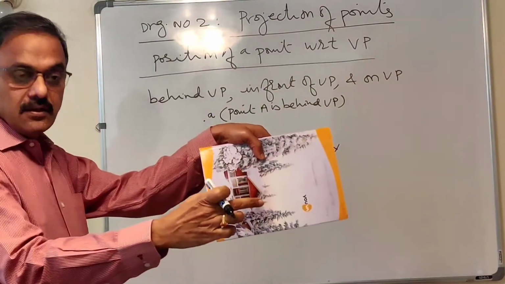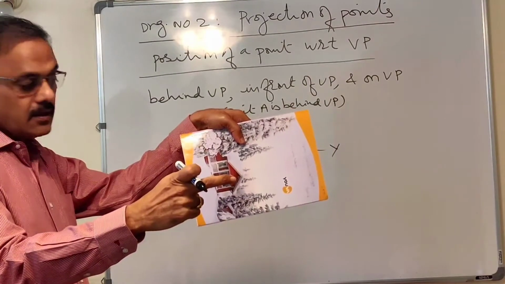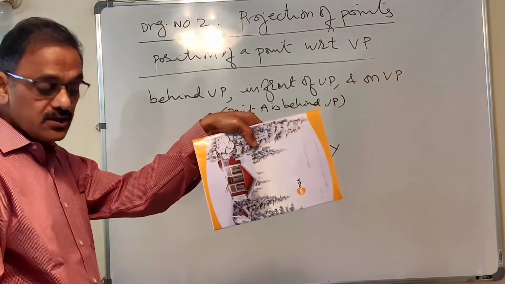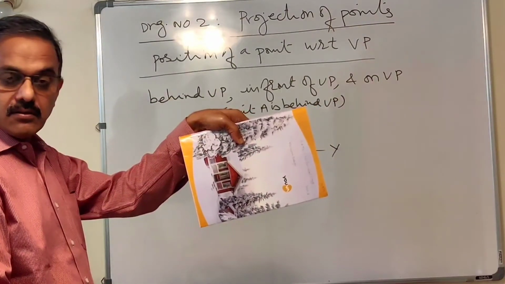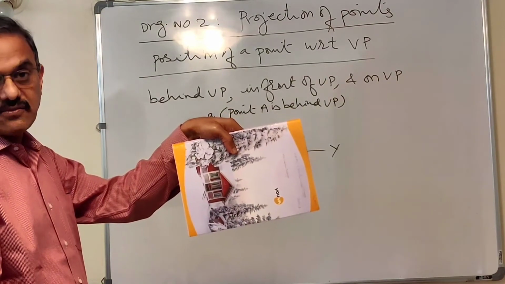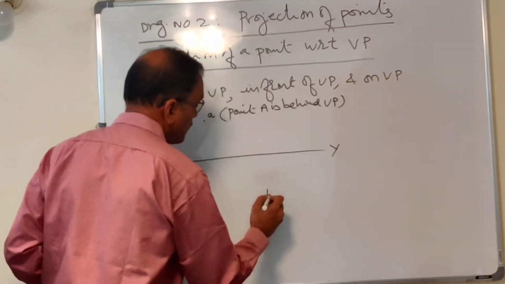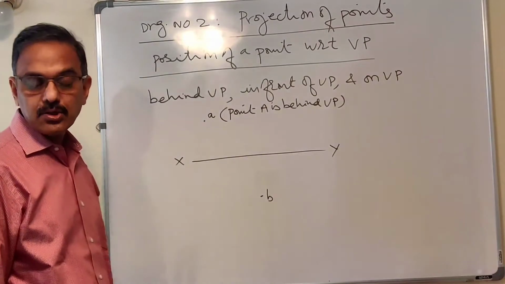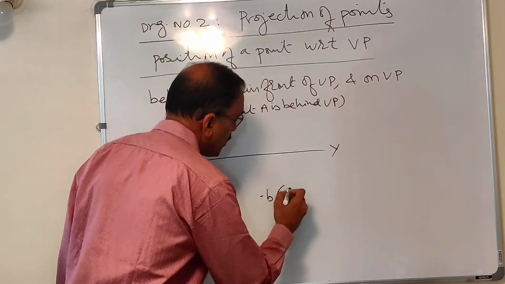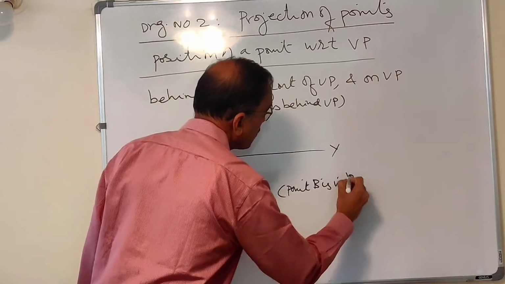Similarly, if the point is in front of VP, the actual point is in front of VP now. Now this VP is represented by a line on the ground, the XY line. What is the position of the front view when you project it? It comes below the XY line. Is it not? The front view comes below the XY line. So if I put a point here and write B, B is nothing but the top view of the point B. Its actual point in the 3D scenario should have been in front of VP. So point B is in front of VP.